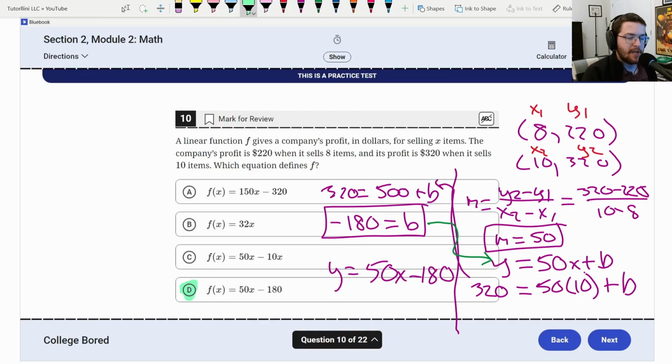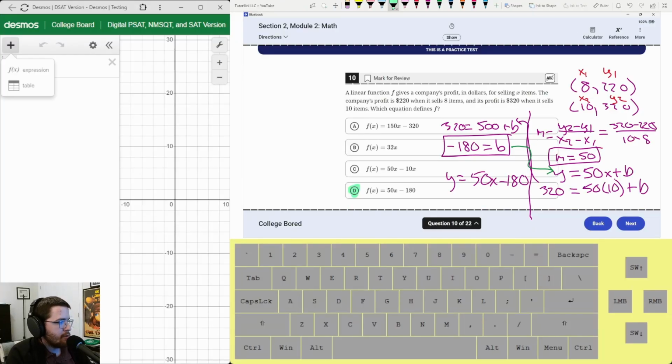We can also do this one entirely on Desmos, so let's go do that. All right, so all I'm going to do is make a table and type these points in.